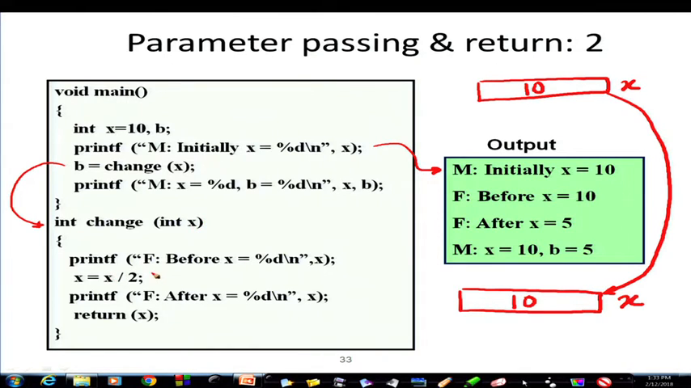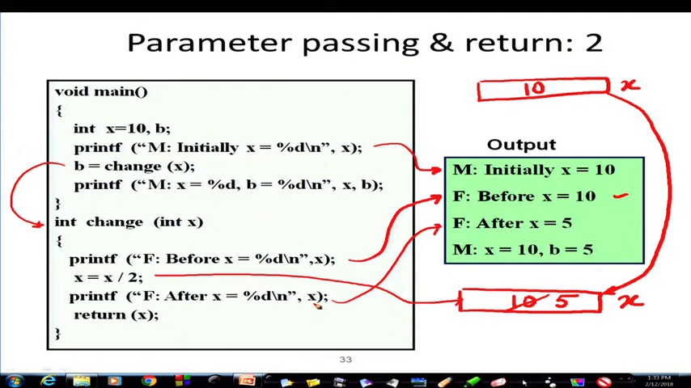Now, this printf in the function prints x before changing. So, x was 10. So, what will be printed? 10 will be printed. Then I change x here. So, at this point, x is becoming 5, all right. Then I print after the change, and x is what? It has been changed to 5. And then I return to the main function with the changed value of x. So, b gets 5.